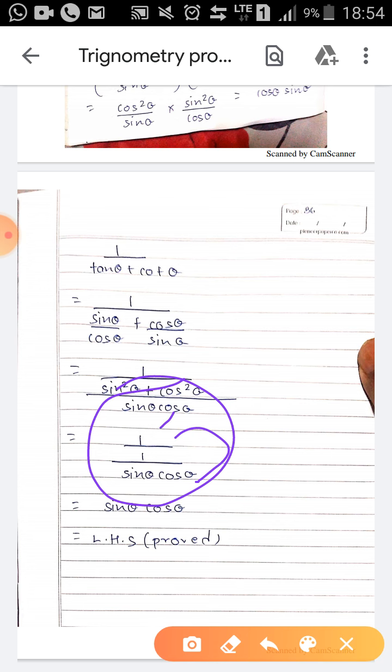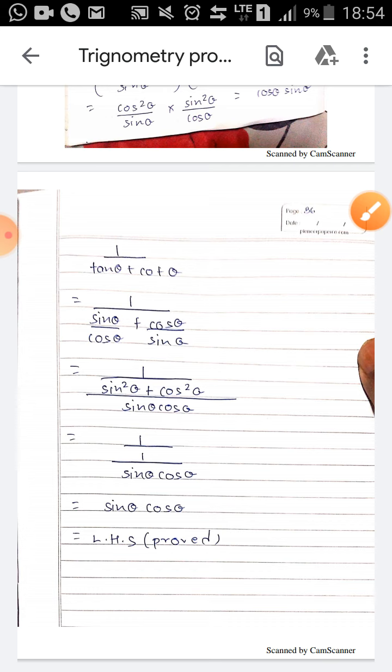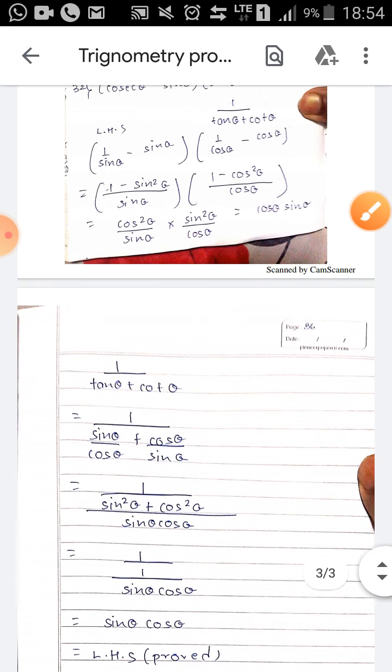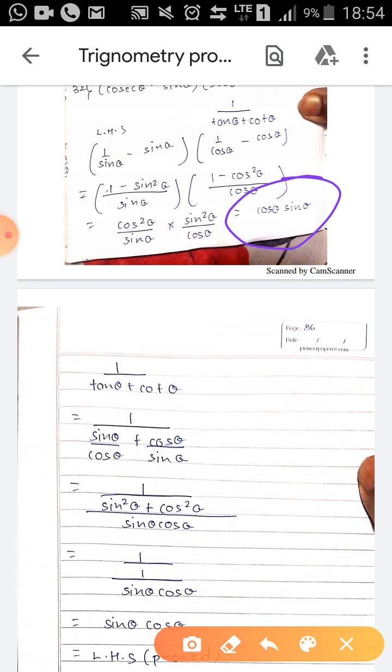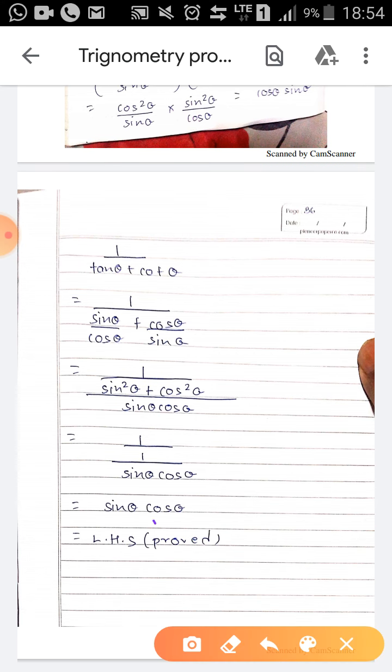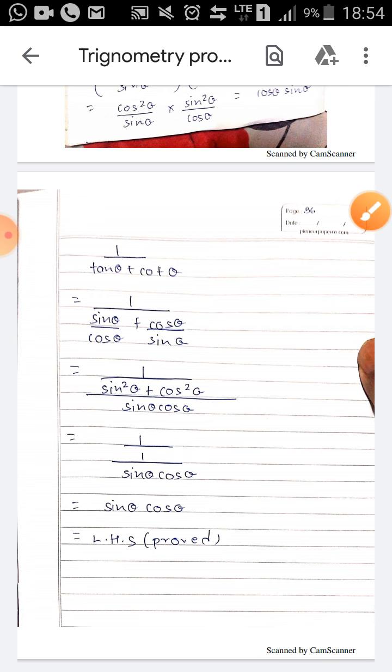Now this sin theta into cos theta goes up, and the final answer is sin theta into cos theta, which is what you got on the left hand side as well, cos theta into sin theta, which is the same. And that's why I write that LHS is equal to RHS, and hence our sum is proved. Okay, so all of this was very easy. I hope you have understood, and the next portion I'll try to send tomorrow or maybe the day after tomorrow.